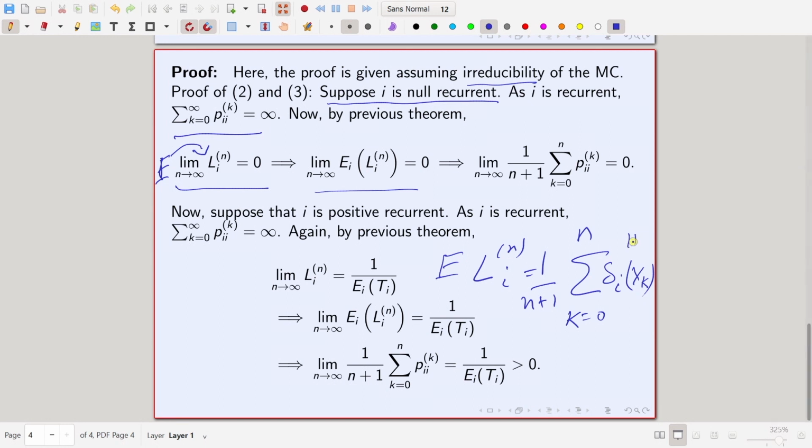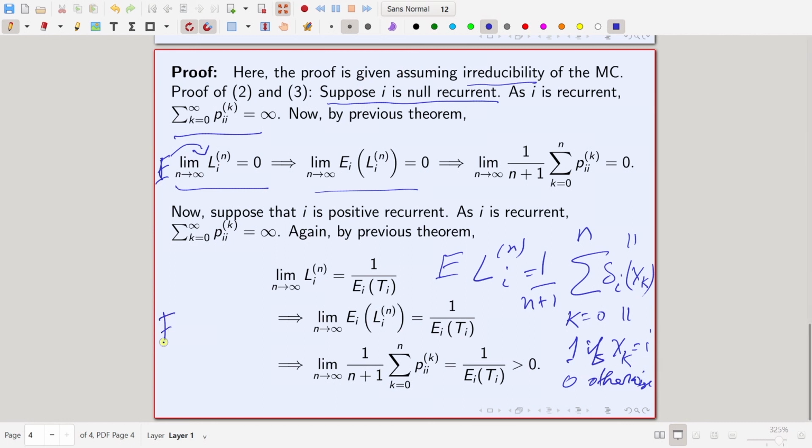Now this delta_i of X_k, these are all random variables. What kind of a random variable? It is a very simple random variable, it is a Bernoulli random variable. So this is equal to 1 if X_k is equal to i, 0 otherwise, right. So it takes two values, 1 and 0. That is why I call it a Bernoulli random variable. What is the expectation of a Bernoulli random variable? It is just the probability that the random variable takes value 1. So here it takes value 1 when X_k is equal to i.